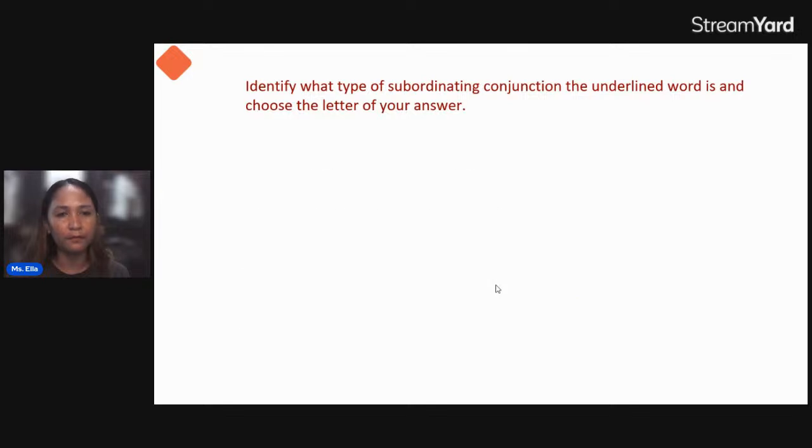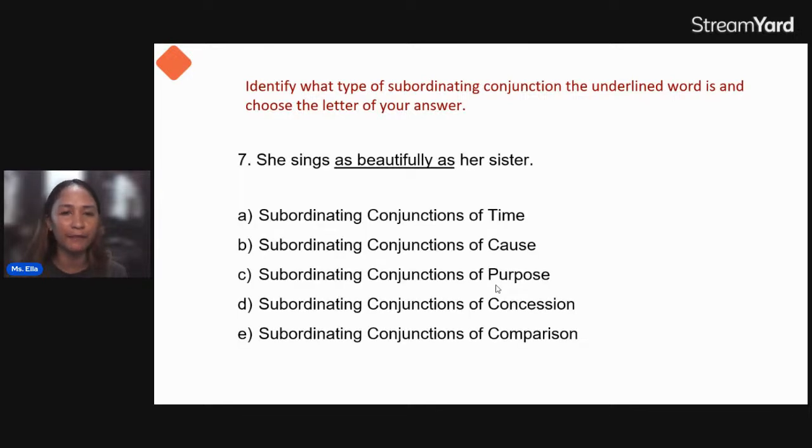Now let's have number seven. She sings as beautifully as her sister. Again, she sings as beautifully as her sister. Is it A, subordinating conjunction of time? B, conjunctions of cause? C, conjunctions of purpose? D, conjunctions of concession? Or E, conjunctions of comparison?